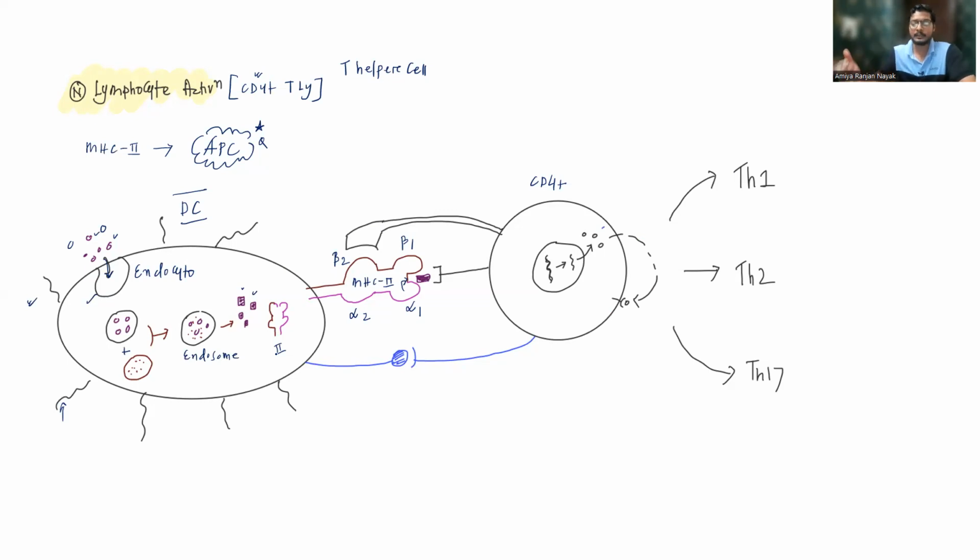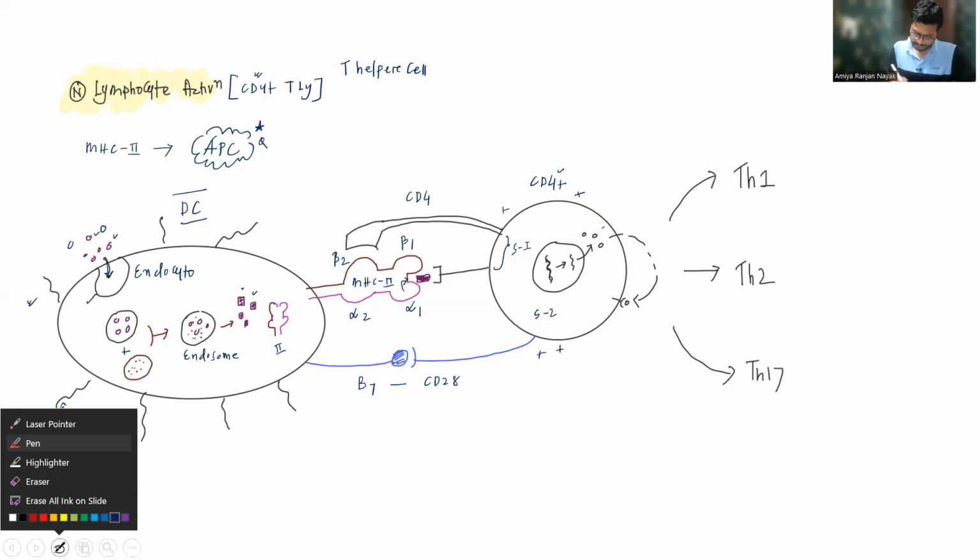So once this MHC class 2 molecule is presenting the antigen, the CD4 plus T lymphocyte can identify this. Again, the same things will be repeated: the CD4 molecule will come and bind to the beta 2 segment or beta 2 subunit of the MHC class 2 molecule. Both of them will provide signal 1 to the T helper cells, and the interaction of B7 and CD28 will give signal 2. With the help of signal 1 and signal 2, the CD4 plus T cells will be activated. Okay, now these are activated.